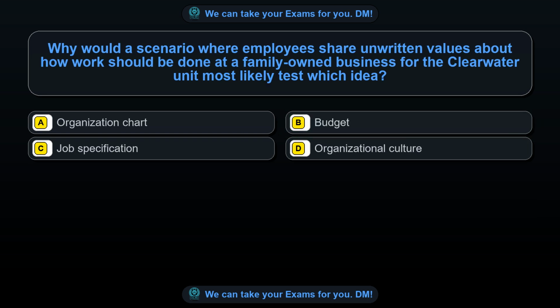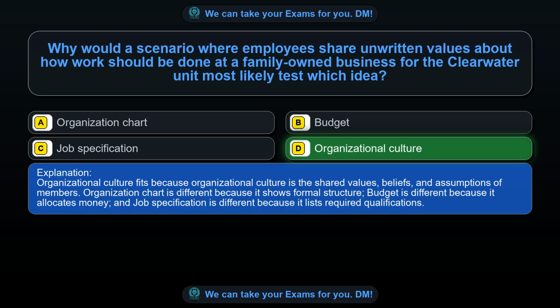Question 85. Why would a scenario where employees share unwritten values about how work should be done at a family-owned business for the Clearwater unit most likely test which idea? Option A, organization chart. Option B, budget. Option C, job specification. Option D, organizational culture. The correct answer is option D, organizational culture.